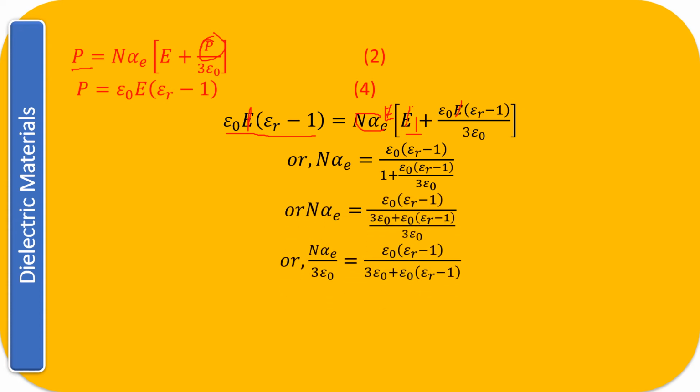You can directly use it for solving numerical problems. Now I am going to rearrange this, right? So n alpha is equal to, I have taken the LCM over here. By taking the LCM, I have done a bit of rearrangement, right? Now this 3 epsilon naught will go up and come in your numerator, and if I bring it back, it will get divided over here. So n alpha E upon 3 epsilon naught can be given as epsilon naught into (epsilon r minus 1) upon 3 epsilon naught into (epsilon r minus 1).